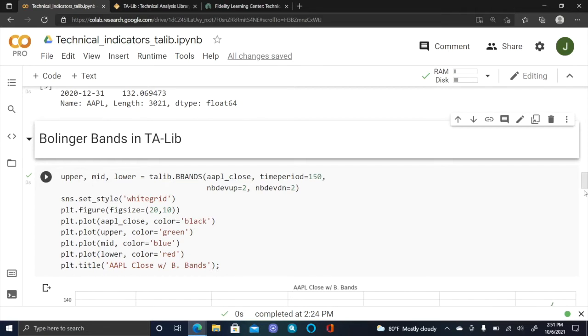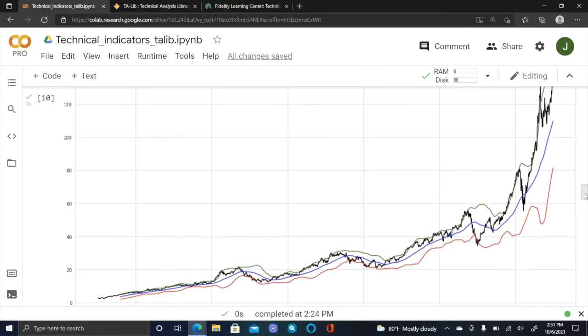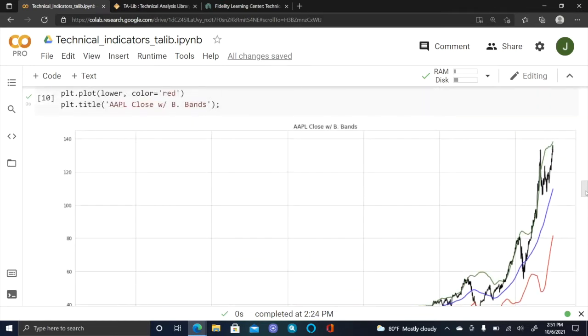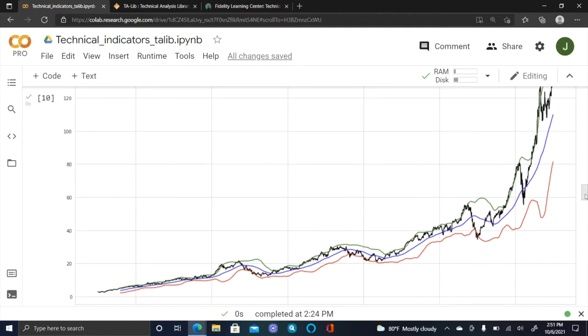And we can just plot that. And look, there you go. It was super simple, right? One command, you've got Bollinger Bands going the whole way.